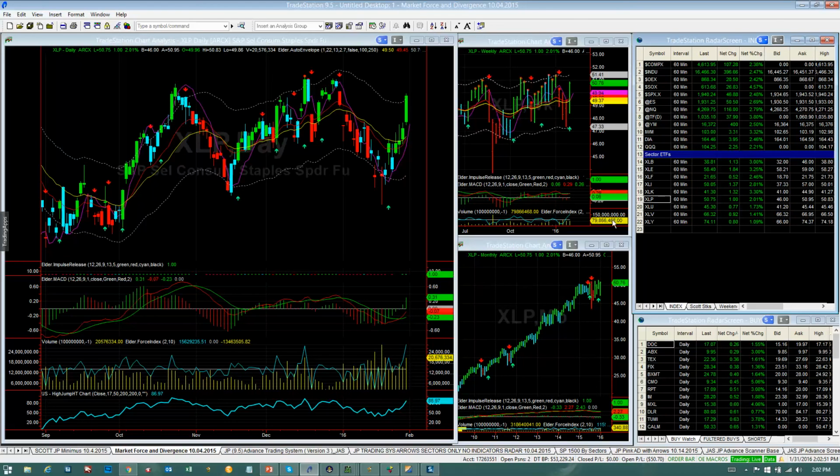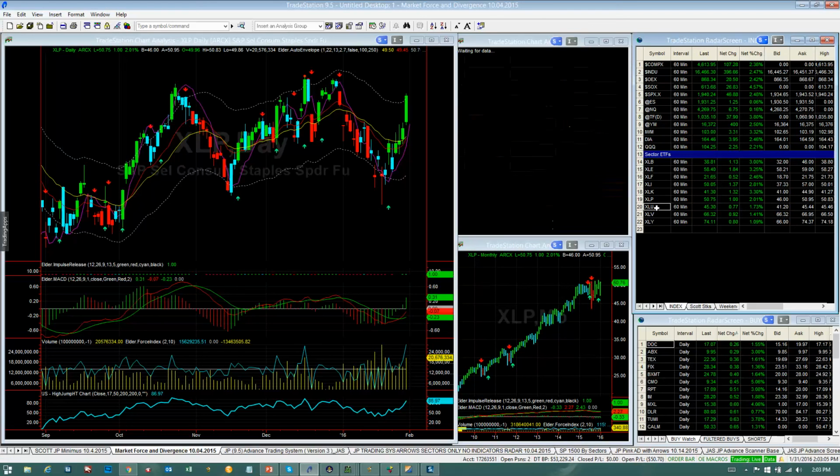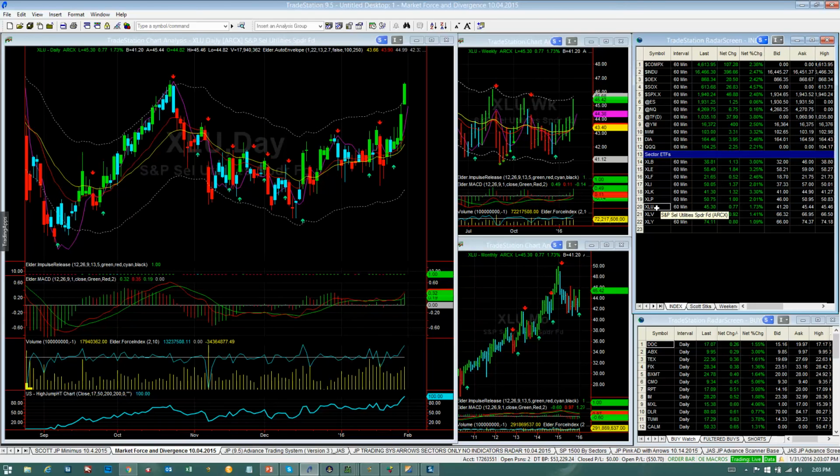Staples is a strength here. Short-term, intermediate, and long-term buy, green bars throughout. So of all the ones we've looked at so far, Staples look the best, and then energy. Okay. We can look at utilities. Also look quite strong. Staples, utilities, and energy.